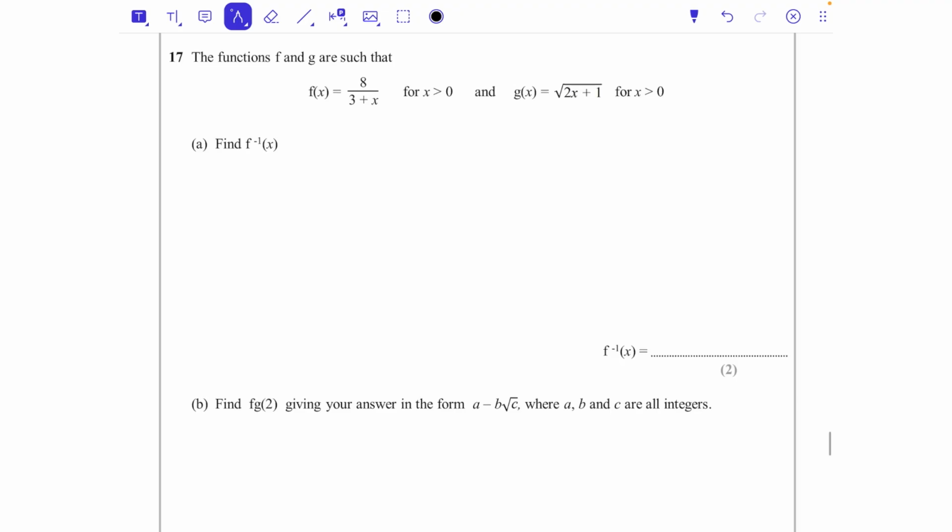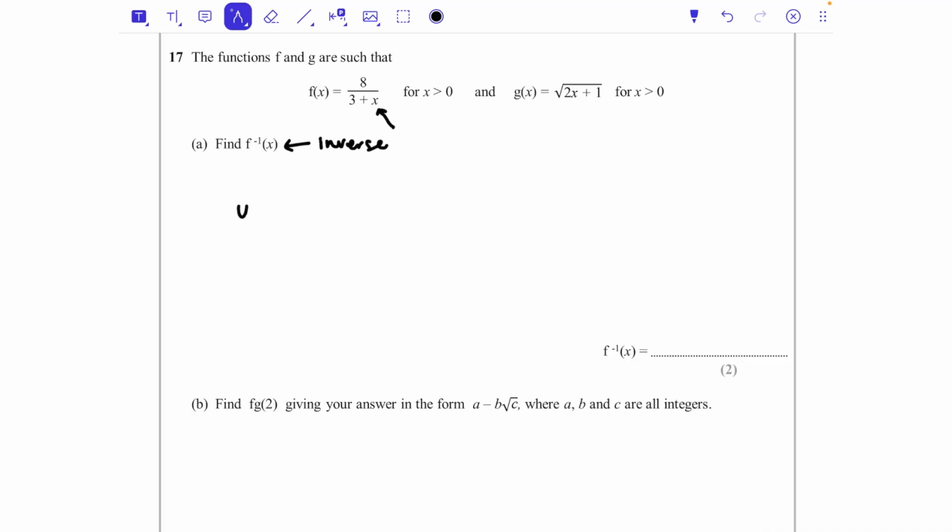Question number 17. The functions f and g are such that f of x is 8 over 3 add x for x greater than 0, and g of x is the square root of 2x add 1 for x greater than 0. Find f to the minus 1 of x. So this is the inverse function. We want the opposite function of this one, the one that would take the output and return the input.